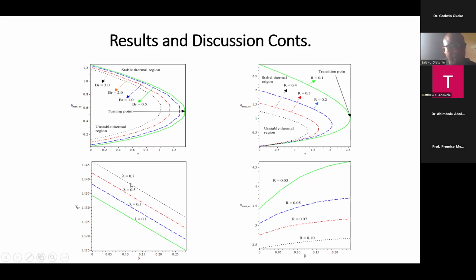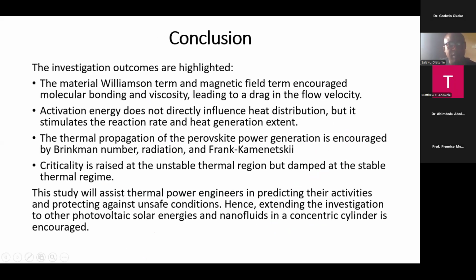So variation in lambda was checked, and also here the maximum temperature criticality is examined against the artificial energy with variation in radiation. With variation in radiation, we discover that the system reduces, while the variation in lambda increases the system. And these are the outcome of this, the summary of the outcome of the study.